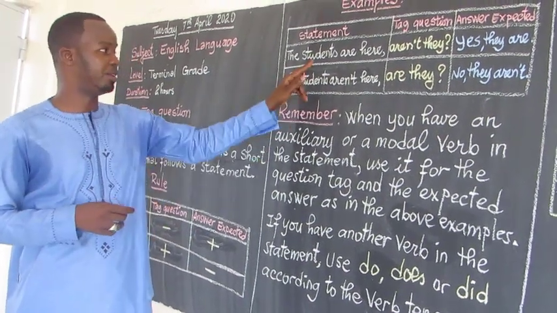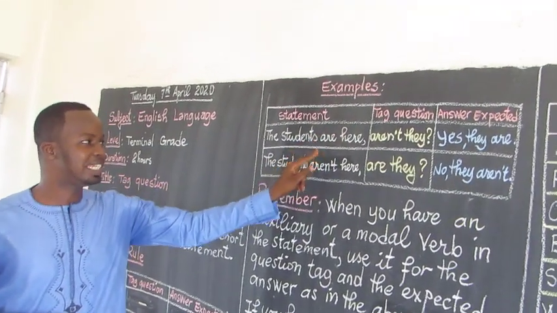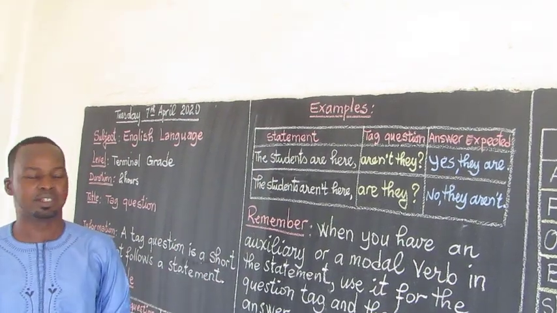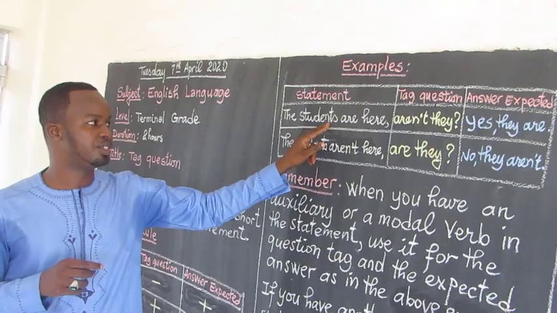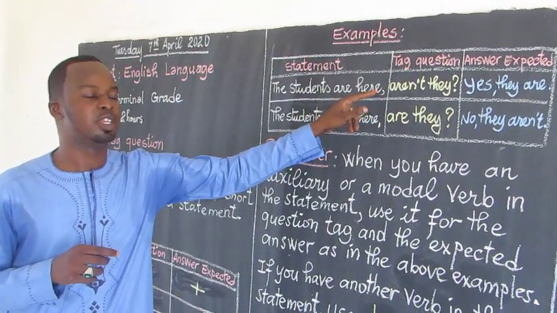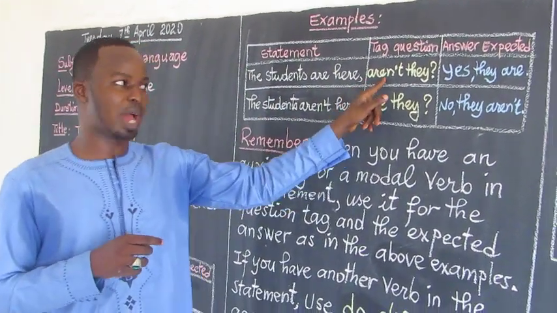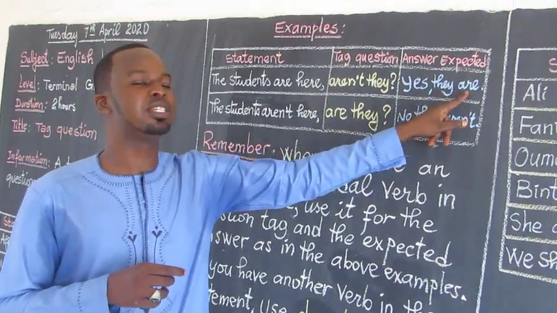For example, here, we have an auxiliary verb in the statement. Are is an auxiliary verb. The students are here. So, we use the are to ask the question and we use it to give the answer.